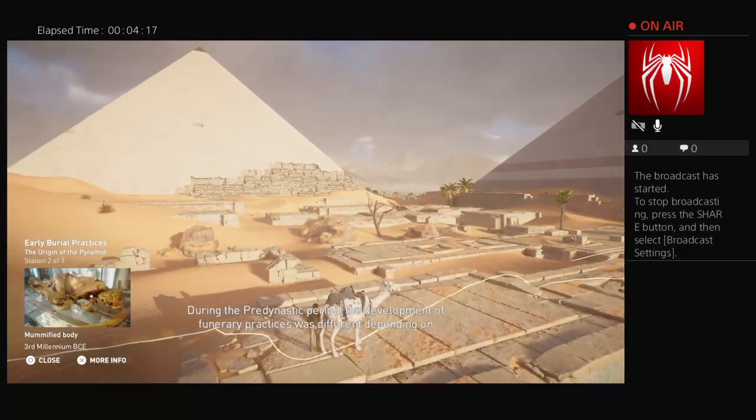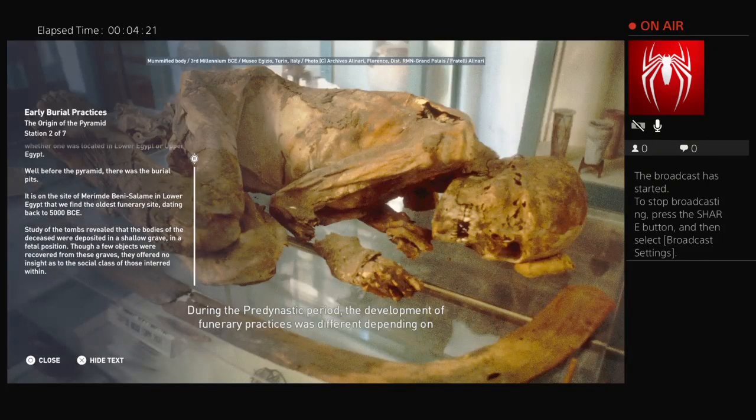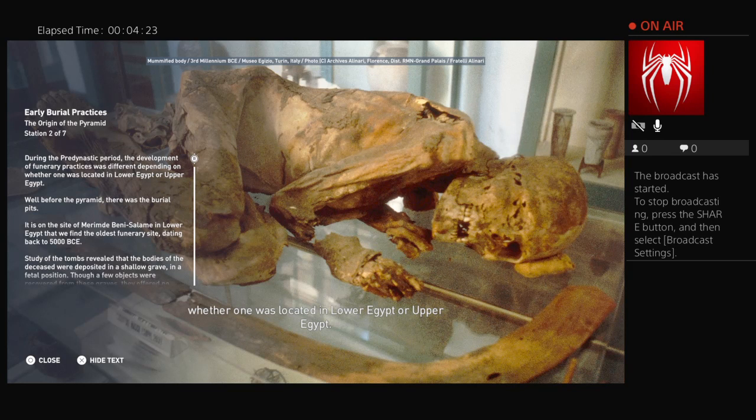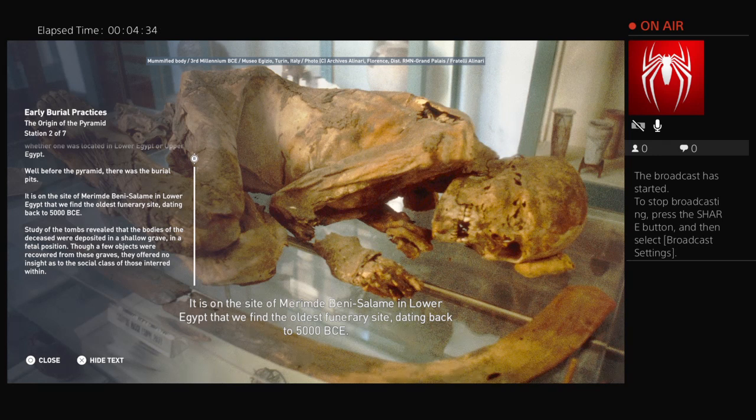During the pre-dynastic period, the development of funerary practices was different, depending on whether one was located in Lower Egypt or Upper Egypt. Well before the pyramid, there were burial pits. It is on the site of Merimde Beni Salame in Lower Egypt that we find the oldest funerary site, dating back to 5000 BCE. Study of the tombs revealed that the bodies of the deceased were deposited in a shallow grave in a fetal position.